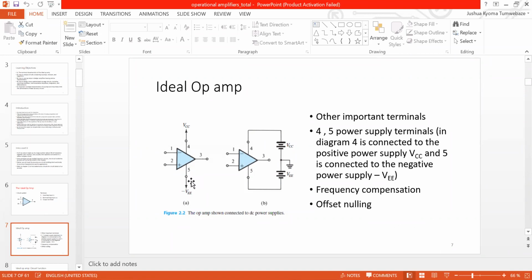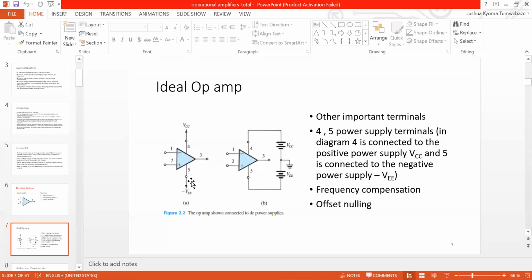Sometimes when people do their simulations in Multisim, for instance, they may forget these power supplies. But these are very important. Without them, the op amp cannot work. But when we're doing our analysis for the course, in the exam and so on, we don't usually include them, but we just keep in mind that they must be there.